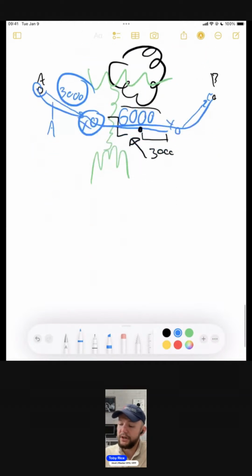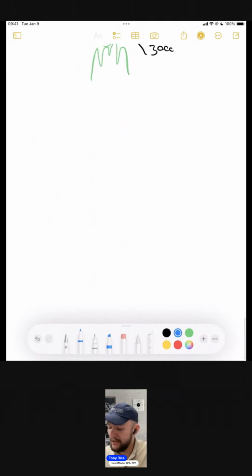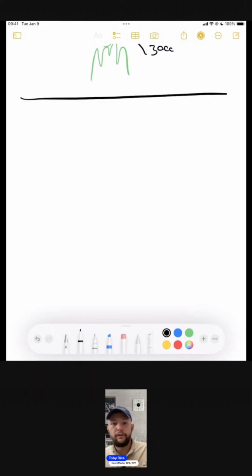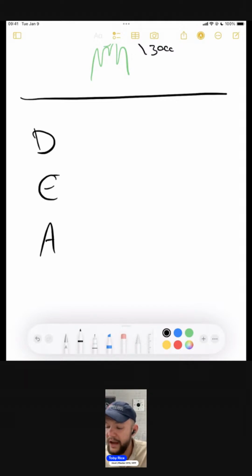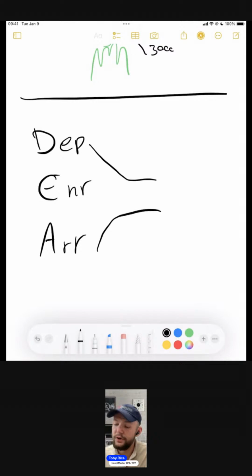Last point we're going to discuss is this. There's only 3 phases in instrument flight you need to know about right now, and there's 2 rules per phase. There is the departure phase, there is the en route phase, and there is the arrival phase. Between these phases, there's only 2 rules that you need to know.